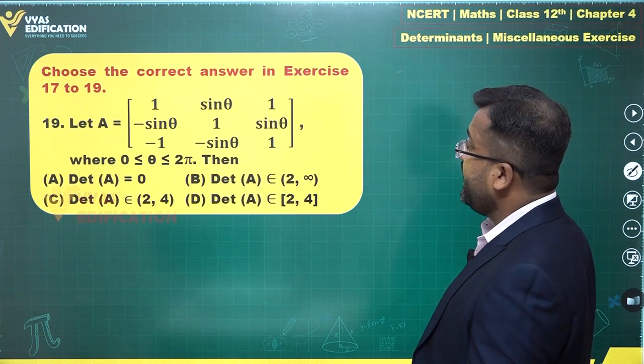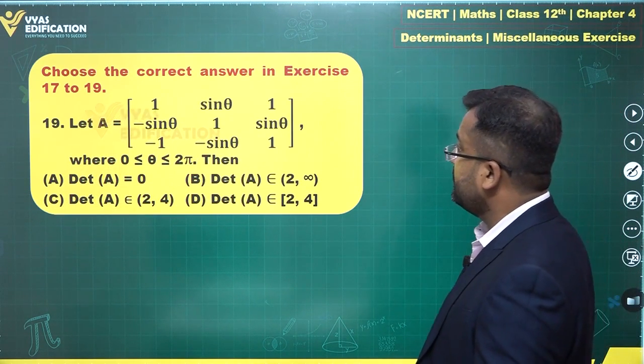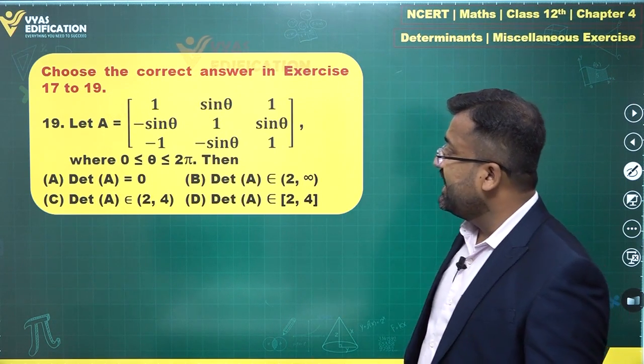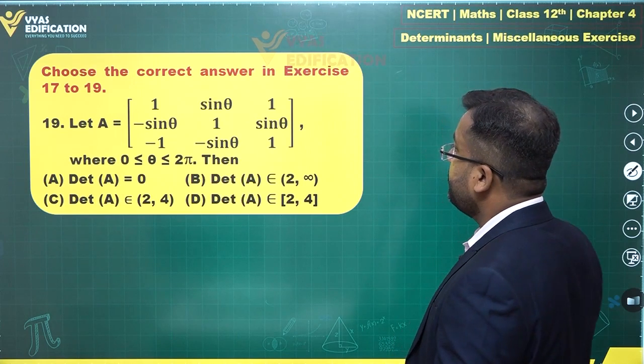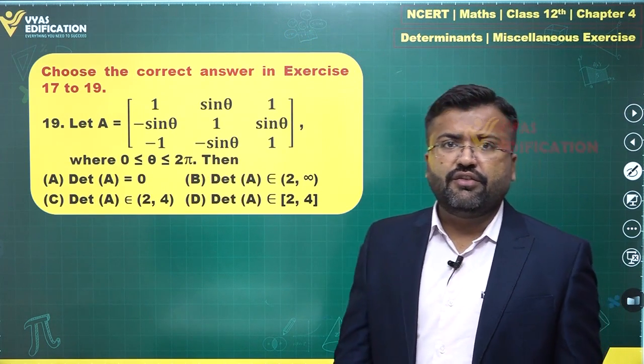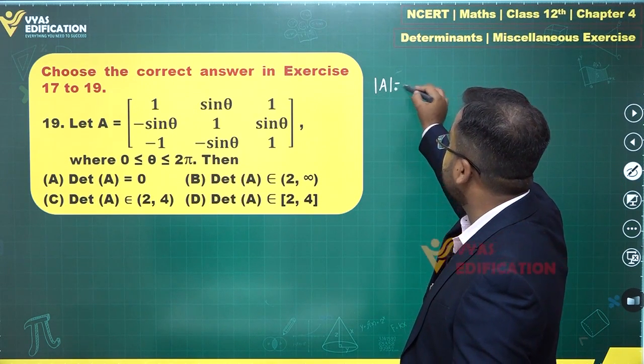Question 19 says let A equals the matrix with rows 1, sin theta, 1; minus sin theta, 1, sin theta; minus 1, minus sin theta, 1, where theta lies from 0 to 2 pi. The values of determinant of A lie in which interval? So let's try to find that. Determinant of A is equal to what?